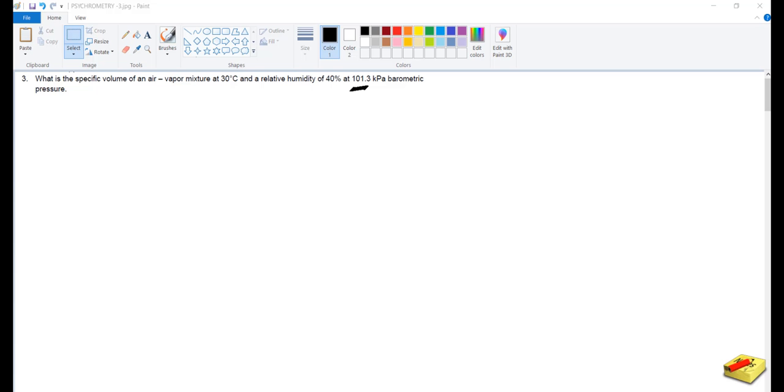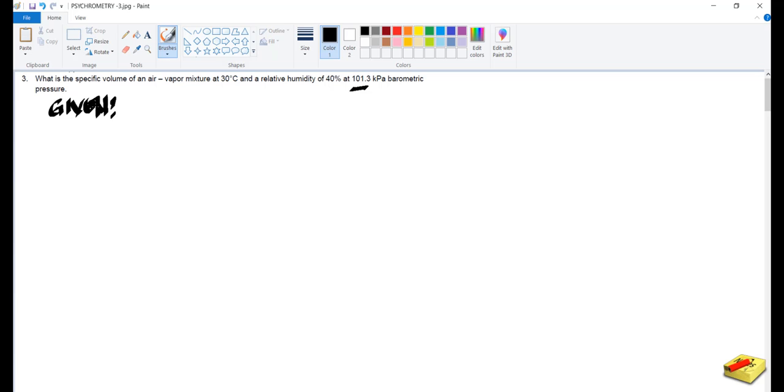So we have the problem. What is the specific volume of an air vapor mixture at 30 degrees Celsius and a relative humidity of 40% at 101.3 kPa barometric pressure? So, establishing the unknowns, and what are the givens.